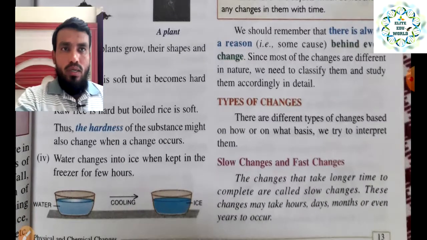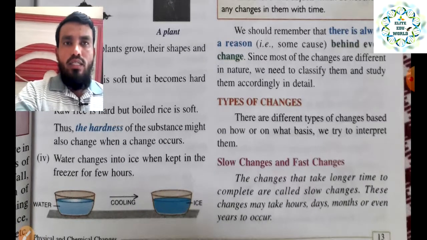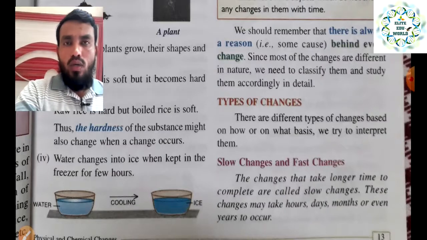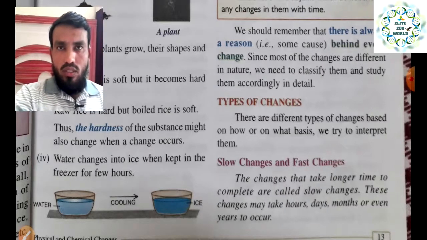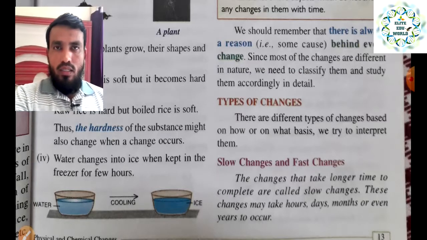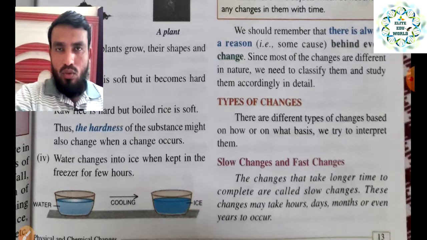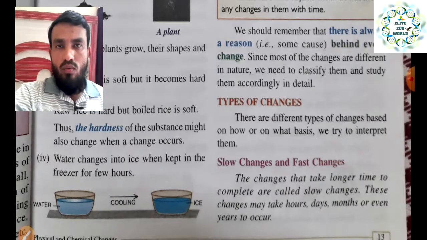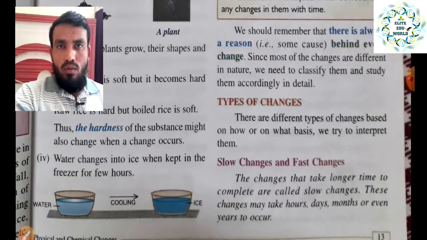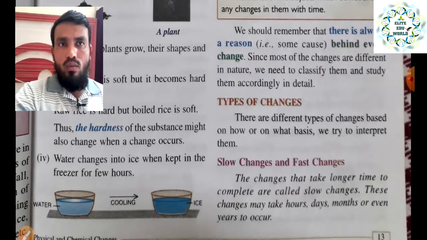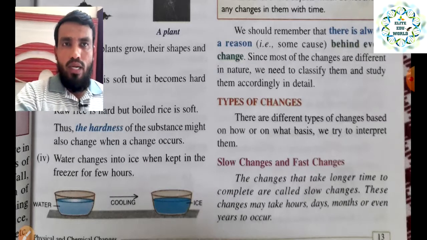And we should remember that there is always a reason, some cause behind every change. If something has changed, it is not changing just like that, there is some reason and some force behind it. Something is happening that changes it from one state to another state, or from one change to another change. So mostly there is some cause behind it.